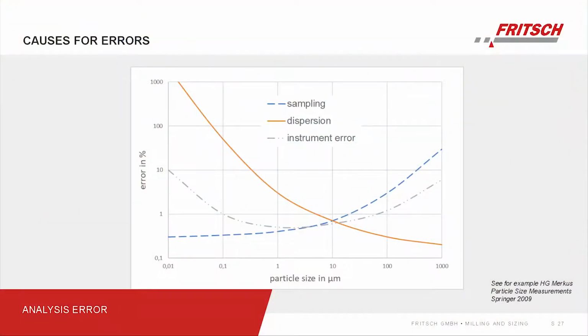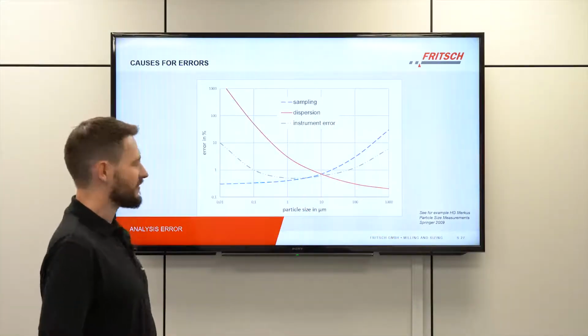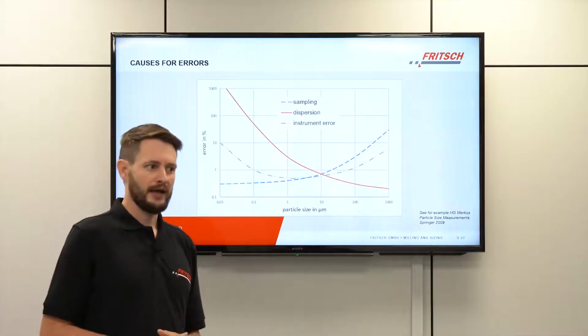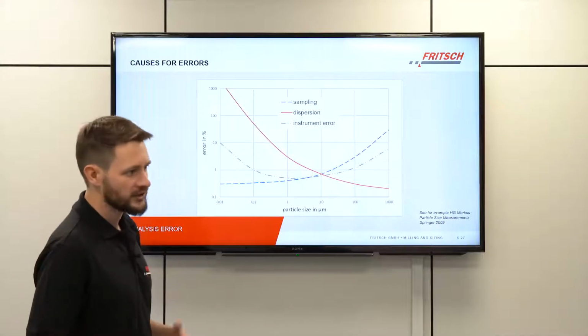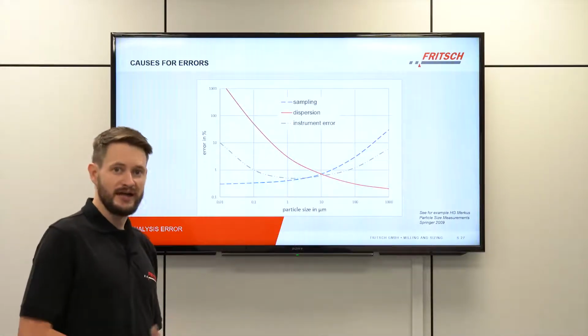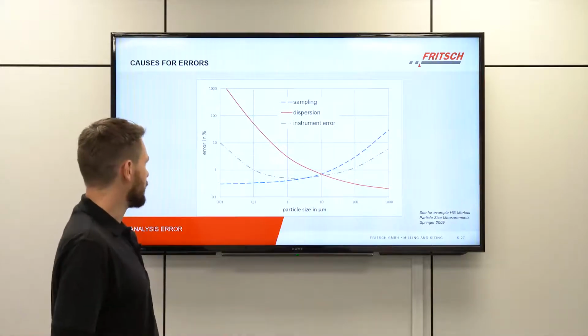Therefore, once we go into the submicron ranges, what becomes way more critical is the dispersion error. This is, of course, because of the adhesive forces, which are, relatively speaking, much stronger for small particles than they are for big particles. And of course, these forces can lead to agglomeration, which can then give you extremely high errors if you are not interfering here in any kind of way.